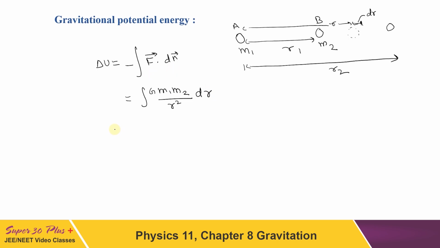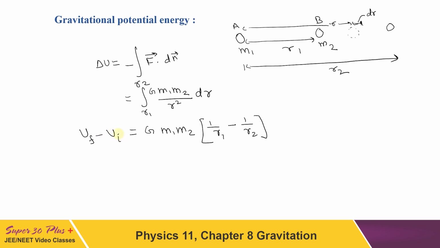Now let us write what it will be after integration. The limit has to be, of course, from r1 to r2. On integrating, this will be G m1 m2, then it has to be 1 by r1 minus 1 by r2. So this is the result of change in potential energy, and change in potential energy should always be written as final energy minus the initial energy.